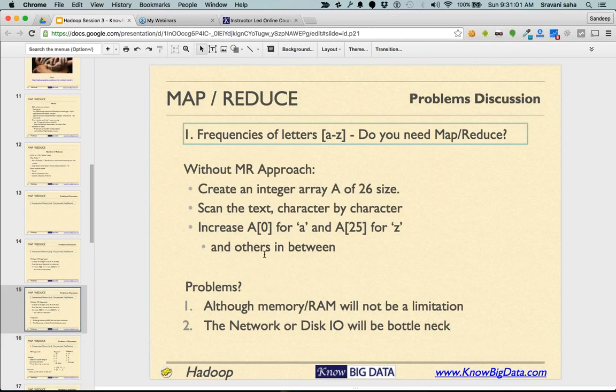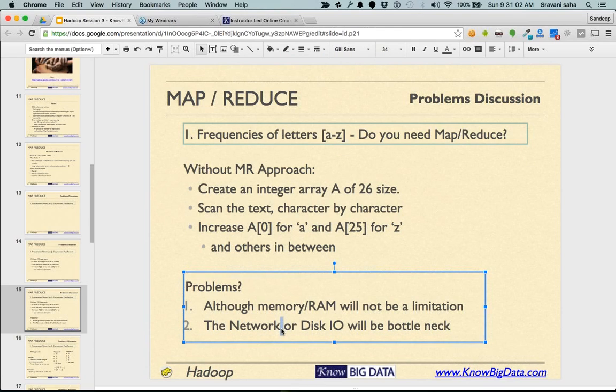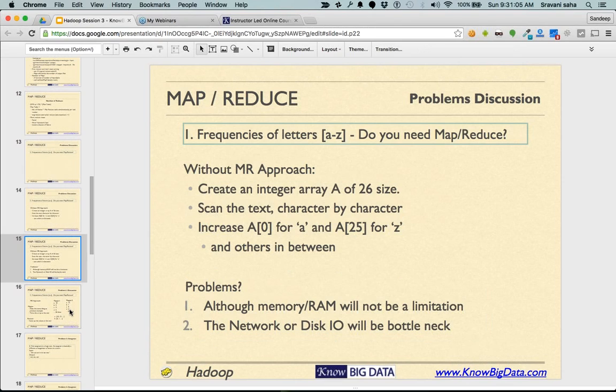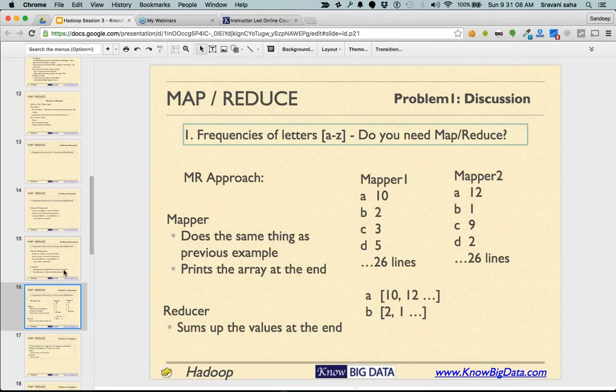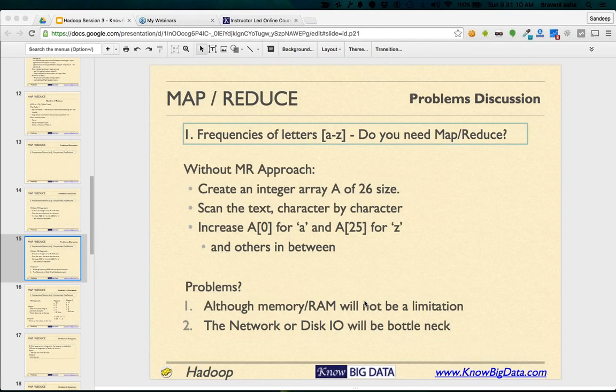Although memory, RAM, is not a constraint in such a problem, it is the network or the disk IO which is the bottleneck, and therefore you might need MapReduce. Alright, who can help me in suggesting what should be map and what should be reduce in case we want to go for MapReduce in frequencies of letters? We have got 100 gigabyte of plain text, and we want to compute the frequencies of letters. Okay? So what do we need to do? Anybody?